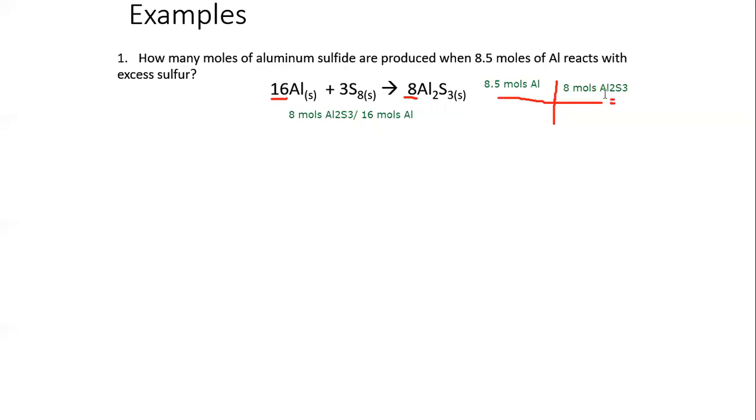So again, moles of Al2S3 or aluminum sulfide goes on top because that's what we want. Moles of aluminum go on the bottom because that's what we started with. And so we get 4.25 moles of aluminum sulfide.